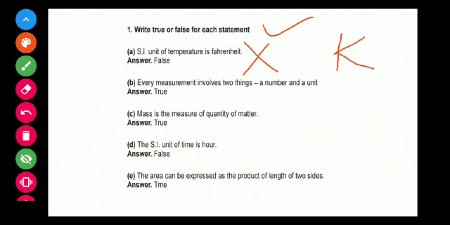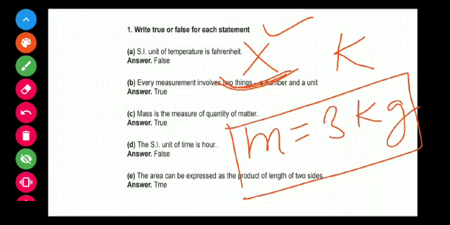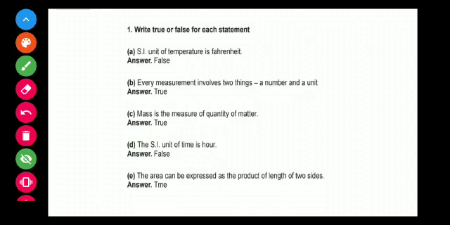Every measurement involves two things, number and unit. It's a true statement, because every measurement, suppose mass, consists of a number and a unit. Mass is equal to 3 kg: it consists of a number, and second, a unit. Next, mass is a measure of quantity of matter. It's a true statement. This is the definition of mass, that quantity of matter is mass.